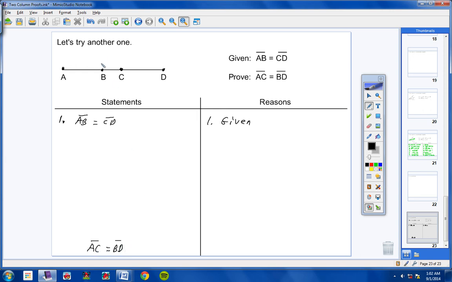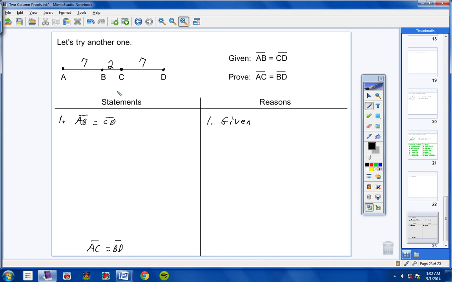Now, let's use some numbers. Sometimes numbers help. Let's see, AB equals CD. I'm just brainstorming right now. Let's just say that AB is 7, just for the fun of it. So if AB is 7, then CD has to be 7. And let's just say BC is 2.